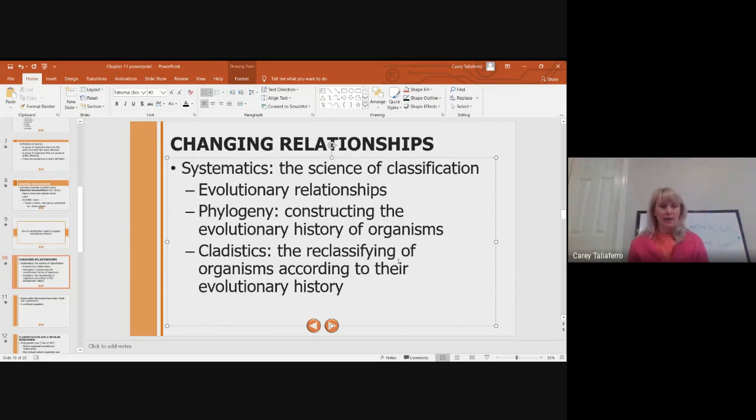So we'll look at phylogenetic trees, and then we'll look at cladistics. And sorry, my dog just came in. You'll see maybe a little bit of how they're different, and I'll try my best to explain the difference between phylogeny and cladistics. Okay, so let's look.